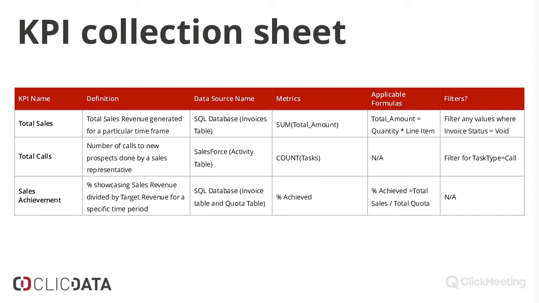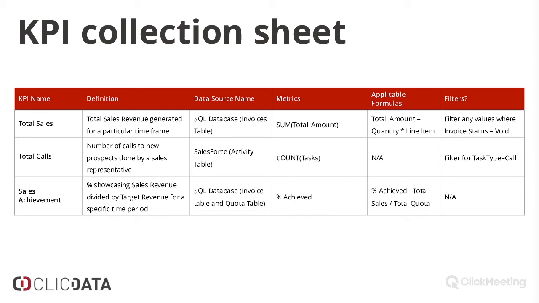If it's total sales, is it coming from a SQL database? What exactly is the metric for that? That is my sum of total amount. But there is a formula behind it. My applicable formula in this case is the total amount is equal to quantity times my line item, and I want to filter any invoice status equal to void. This is where we start getting into additional details of understanding each column in your data and identifying which of those columns form the metrics that you're trying to display on the dashboard.